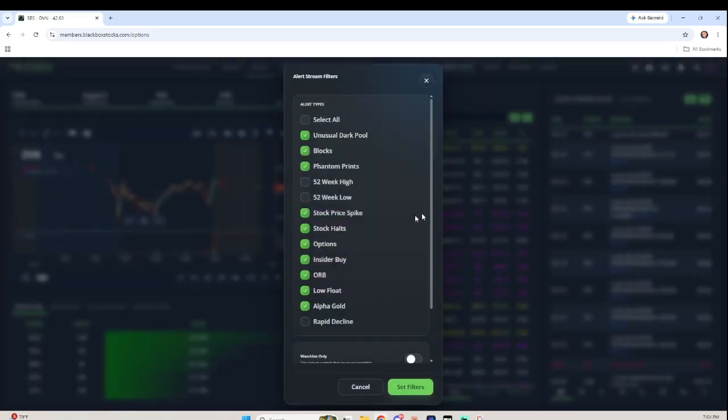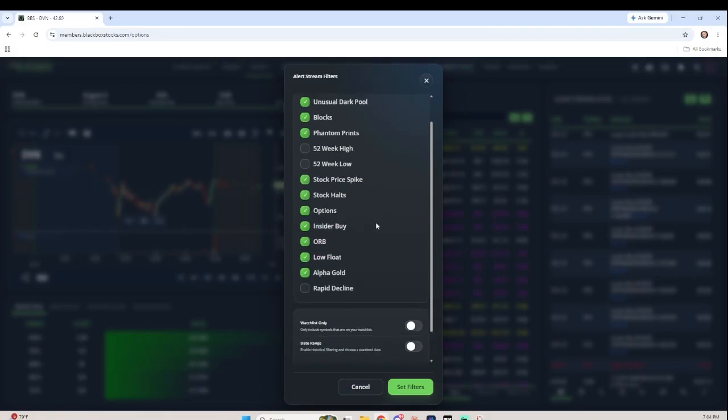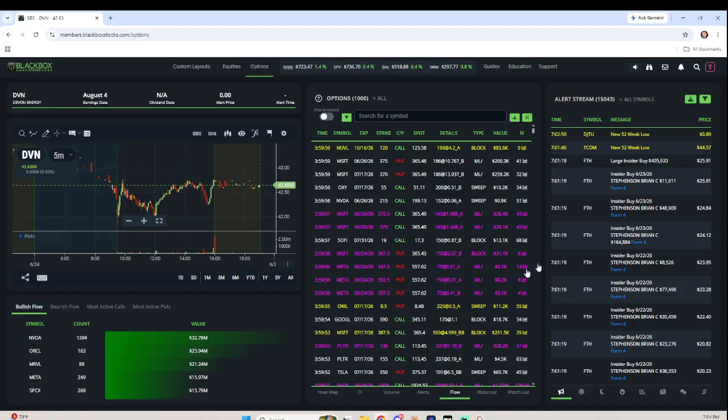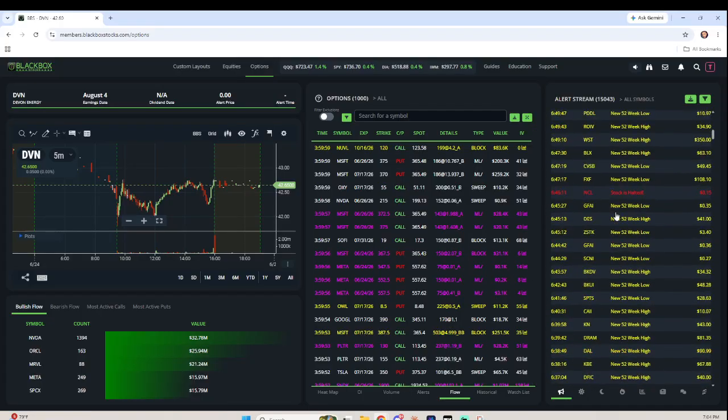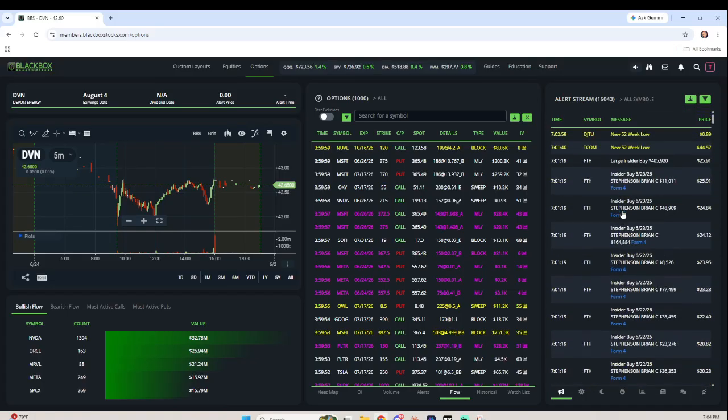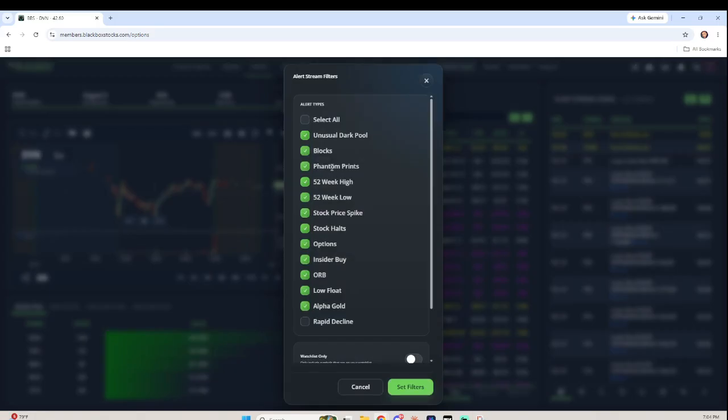Alert filters, there you go. Pretty much leave them all on except the 52-week high and low stuff. Actually, I used to have that on. I probably should get that back. Just keep them all on. It's just like when that happens, it gets kind of annoying, so I think that's why I turned them off.